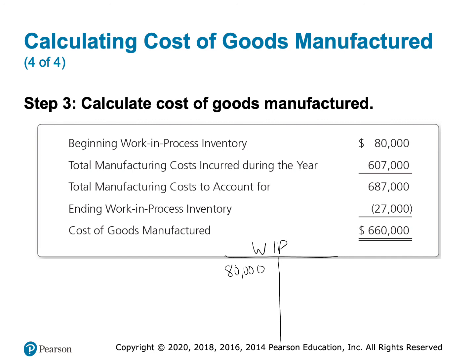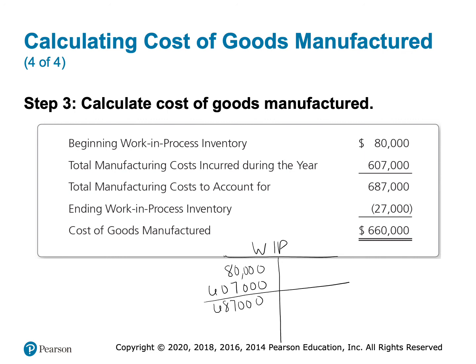Remember that work in process is where all of our manufacturing cost accumulate. So I debited work in process for that direct labor. I debited work in process for those direct materials, and we'll see these in the next chapter when we do all the journal entries. I'm going to debit work in process for all of that overhead. So I debited work in process for a total of $607,000. That means I had total cost in work in process of $687,000.